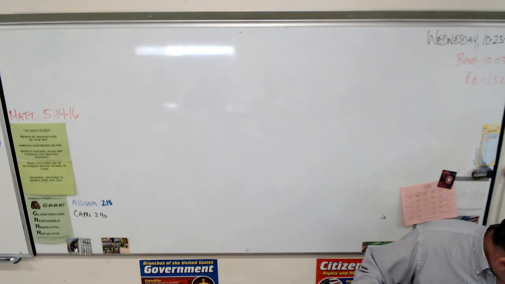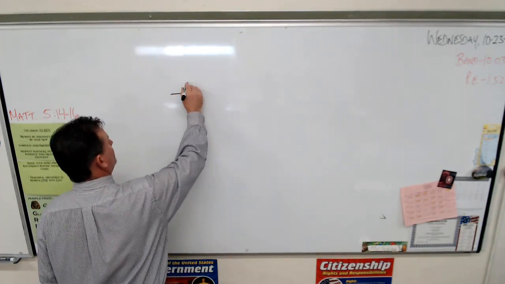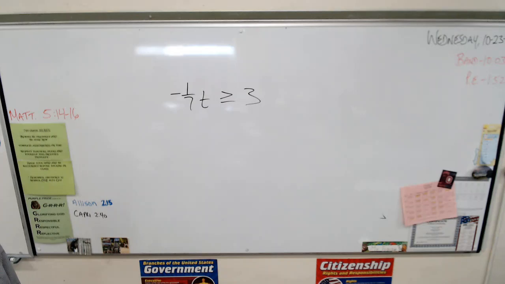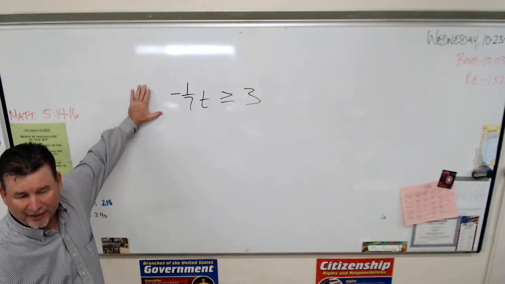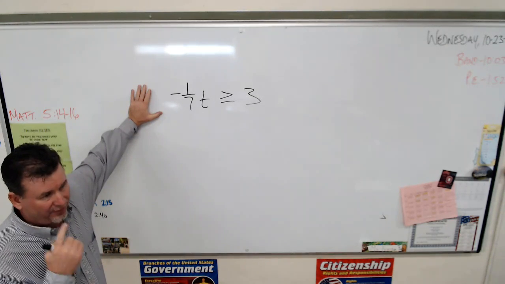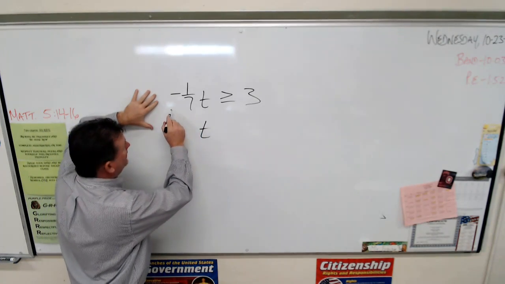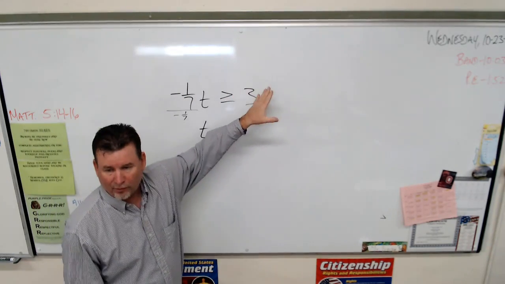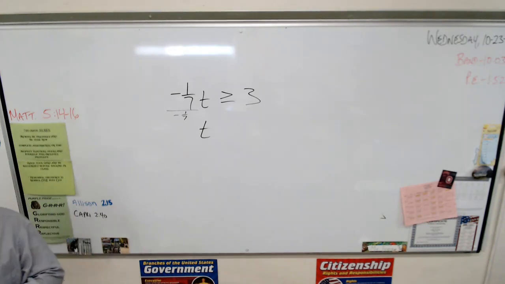Number 14. Negative 1/7 t is greater than or equal to 3. Noah, pay attention. How am I getting rid of the negative 1/7? I'm dividing by negative 1/7. Anything divided by itself will give me t. So in order to get down to t, I had to divide by negative 1/7. What does that look like over here? If I divide by negative 1/7, that's the same as multiplying by negative 7 over 1.